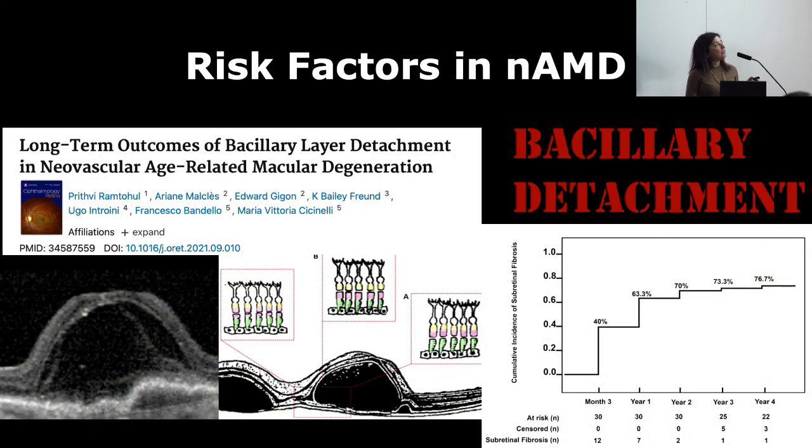We also tried to contribute to estimate the incidence of fibrosis, so we collected cases. This was a multicenter study where the patients came in the active phase with a bacillary detachment, so a detachment of the photoreceptors where the myoid and the ellipsoid remain attached to the retinal pigment epithelium, and the external limiting membrane instead detaches. And we found that in this particular case of patients, the incidence of fibrosis was much higher. It was as high as 75% at 4 years.